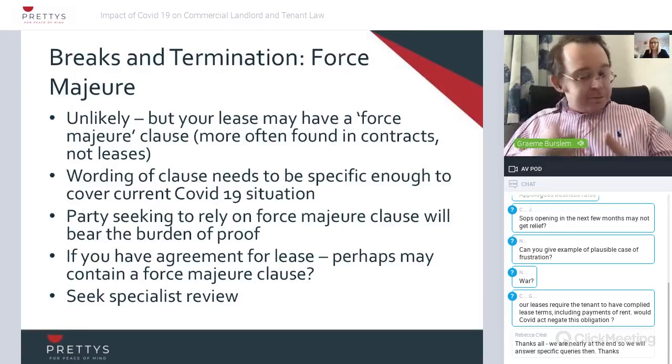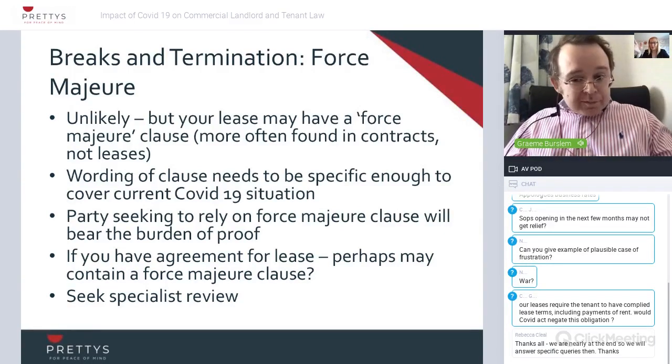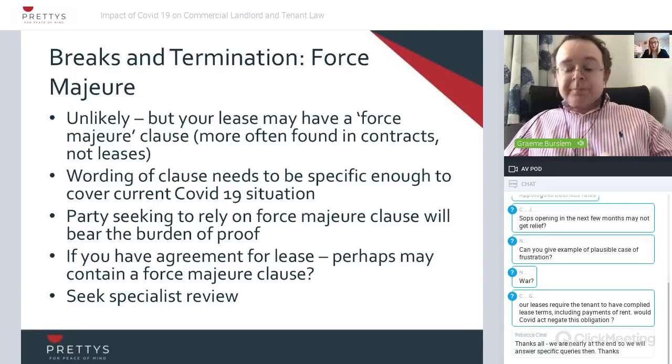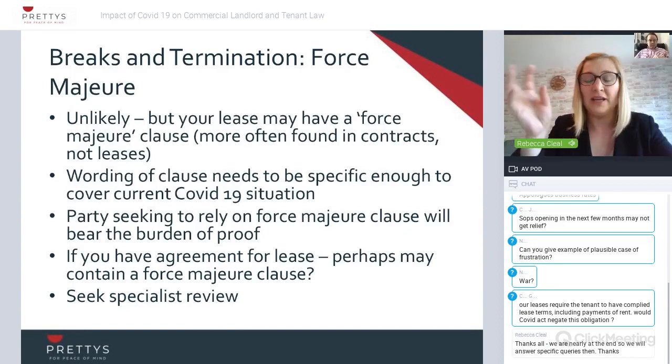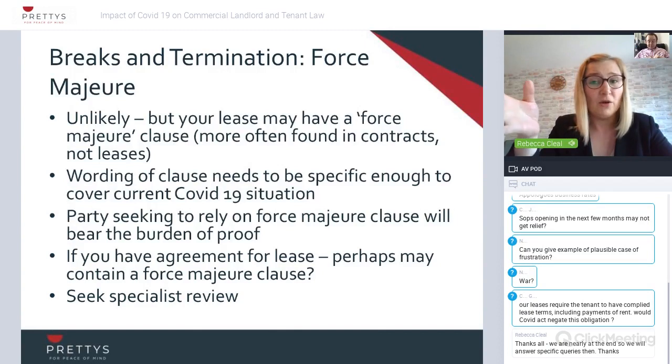But actually, what we're seeing is the advice is you would almost need to have a specific pandemic clause. It wouldn't be enough to say workers aren't available. It would need to be absolutely specific. I think this is going to be a massive area, because historically leases have not had force majeure clauses in them. Moving forward, I think we're going to see a lot more of those coming into the drafting of leases, because it's going to give people options.